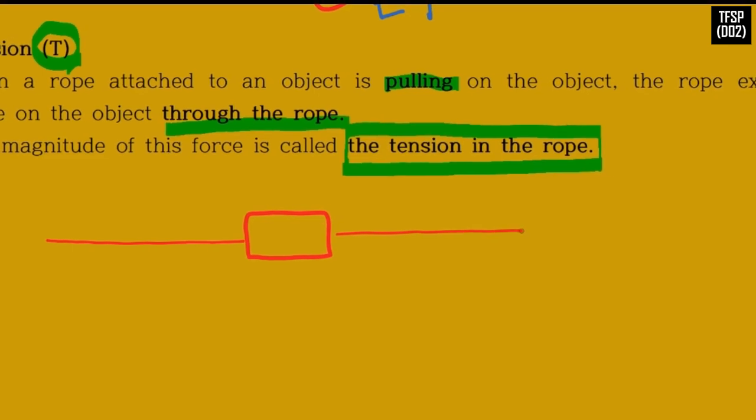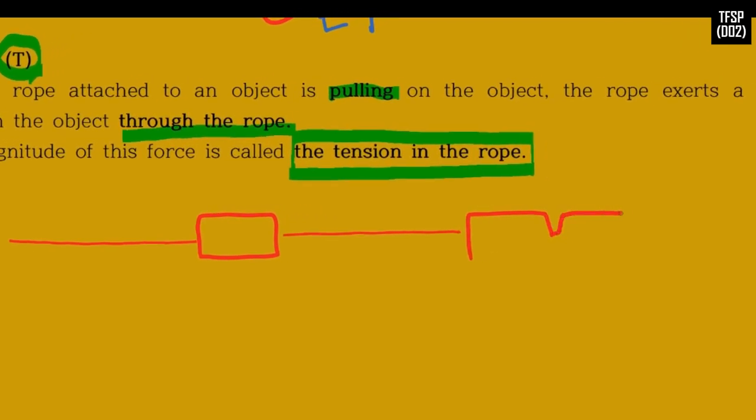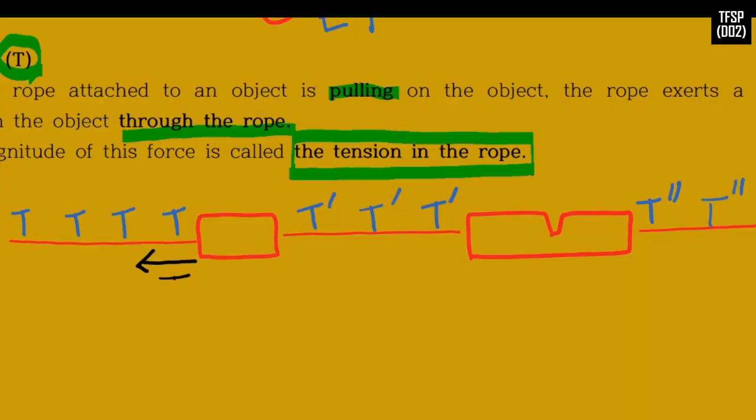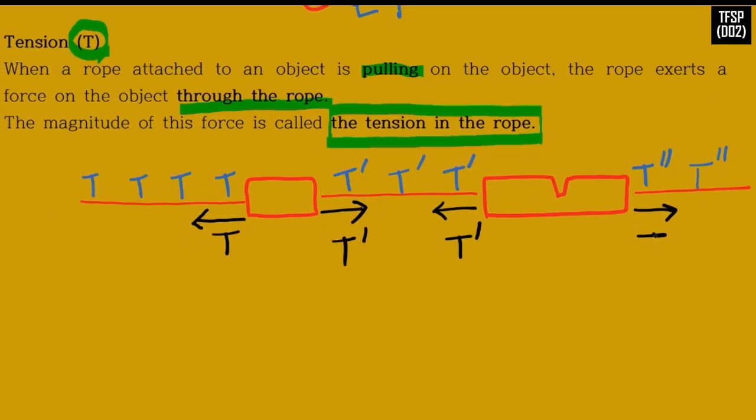Rope, object, rope, object. T, T', T''. The direction of the tension force exerted on the object is along the rope and away from the object.